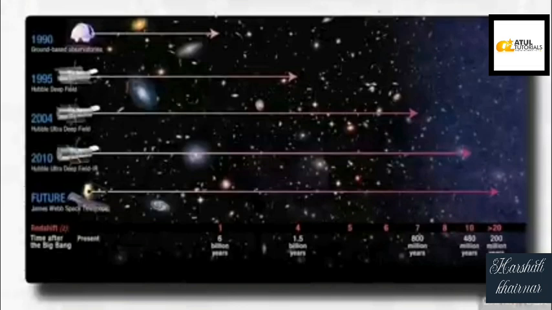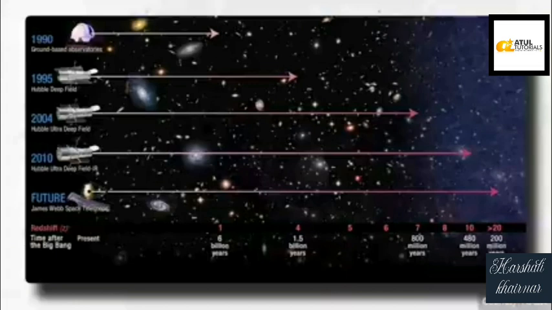The light of a star which we see now was emitted by the star millions or billions of years ago, but the light takes some time to travel through this distance, as the distance between these two is very large.